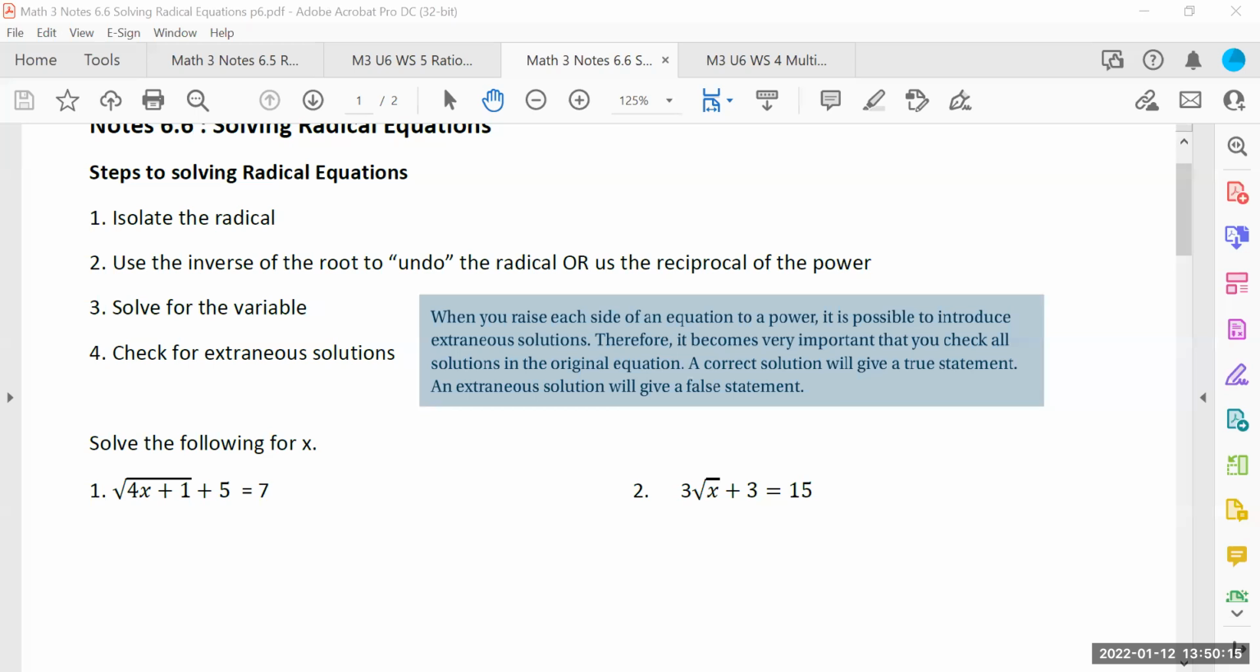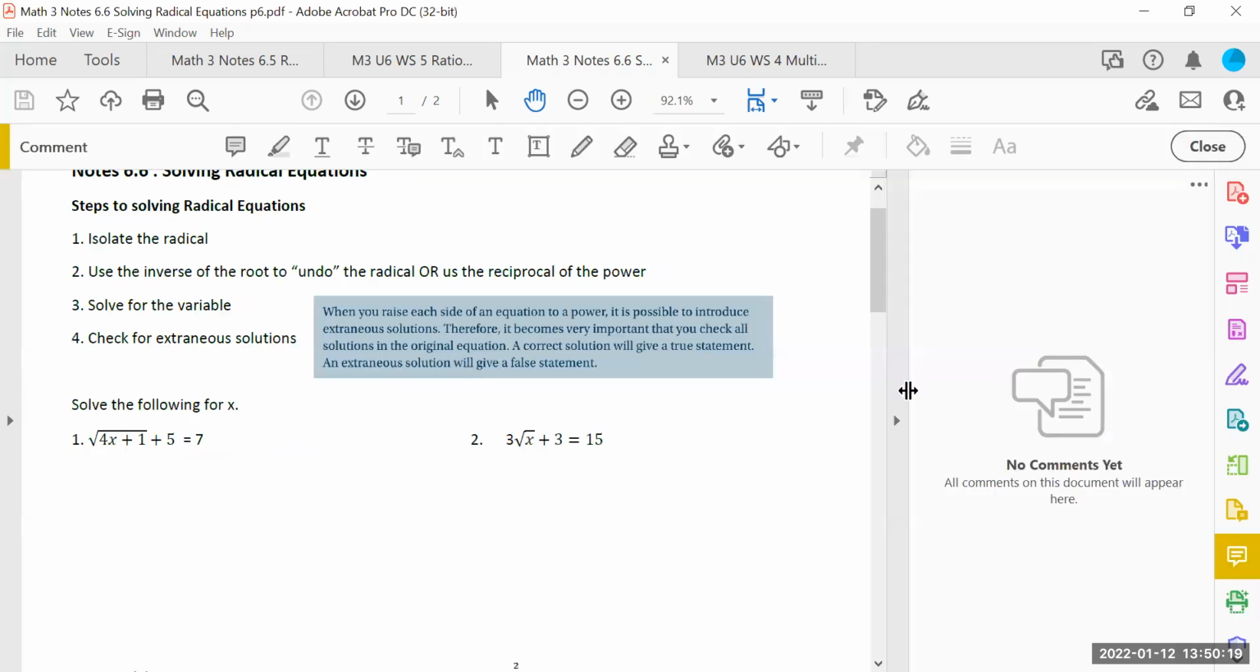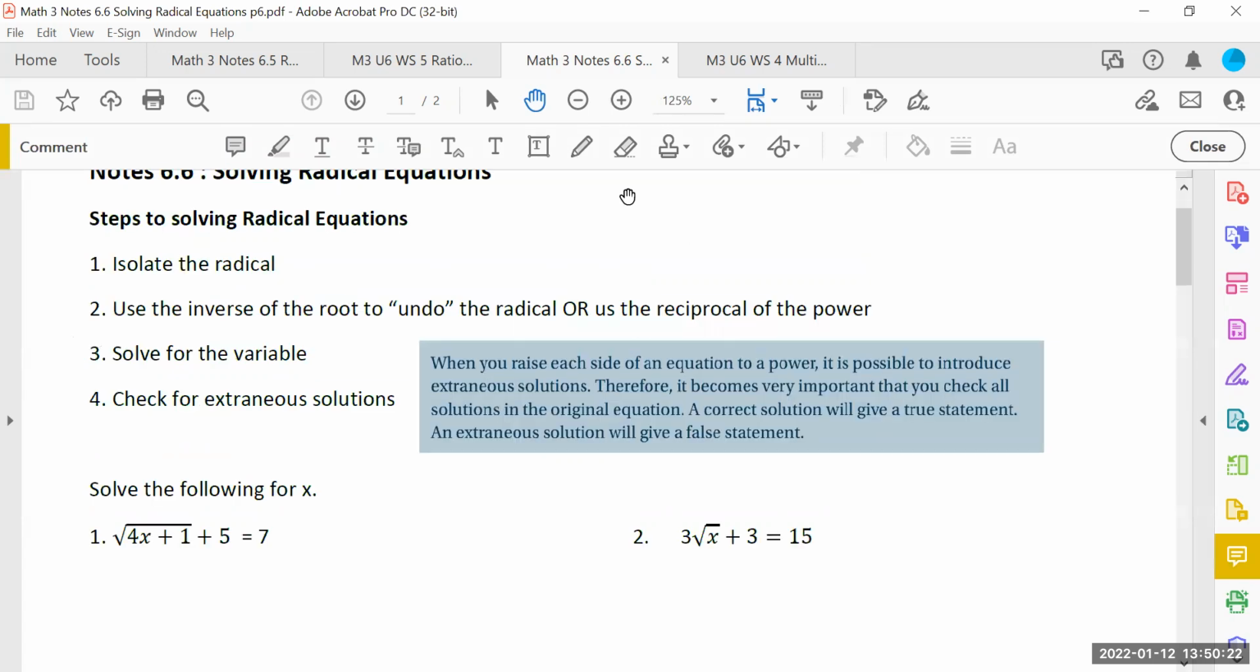All right, so for section 6 here, we're talking about solving now. We've got all these tools. Now we're going to apply them to equations and see if we can solve. You're really going to be dealing with two main types of equations: equations with radicals and equations with fraction exponents. But remember that those are the same, right? Radicals and fraction exponents mean the same thing.